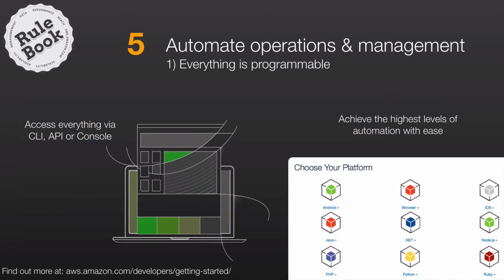And one of the ways you can do that, of course, is by looking at automating operations and management. One of the most important characteristics of the AWS cloud is that everything is programmable. We currently have 9 SDKs that are fully supported, and another one that's currently in development for the Go programming language. And these allow developers to do a couple of things. Firstly, you can directly access AWS services from within your applications.